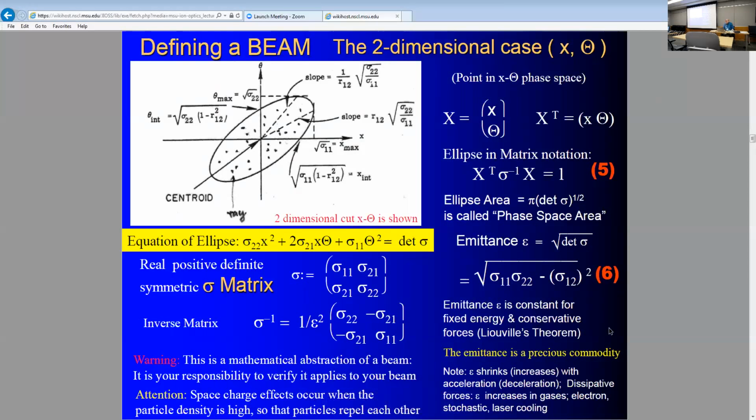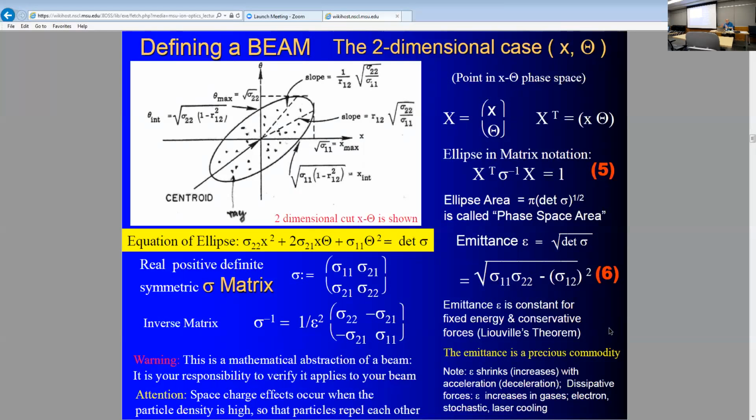I write here a precious commodity because it's very easy to blow up the emittance by just putting a thick degrader in it. The emittance will become big, but it's very difficult to get that back. The emittance can be decreased if you accelerate particles. So if you accelerate a beam from 1 MeV to 10 MeV, the emittance will shrink in inverse proportion to the momentum.